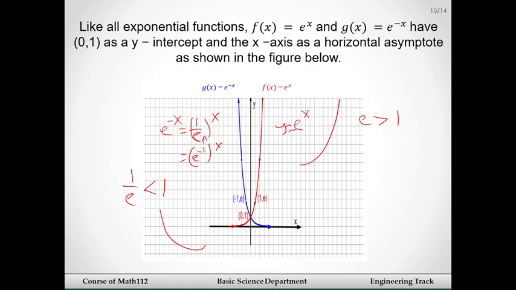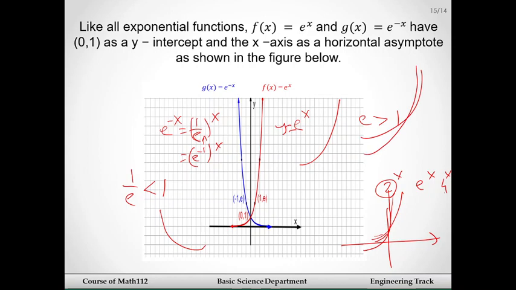Now, if you ask what's the difference between 2 to the x, e to the x, and 4 to the x? 2 to the x is here, let's say, e to the x is a little steeper than that, and 4 to the x is like that, it gets steeper. So this is 2, this is e, that's 4 to the x. If you increase the bases, you will get a steeper graph.